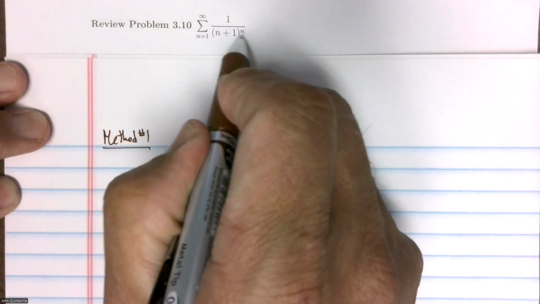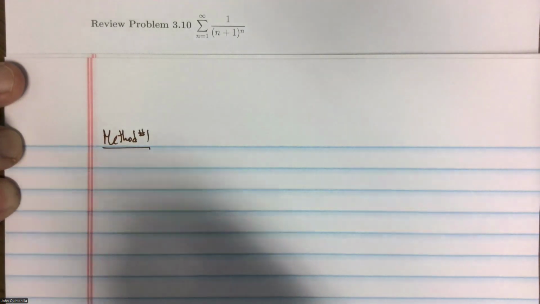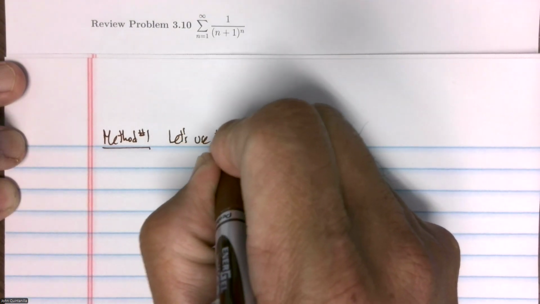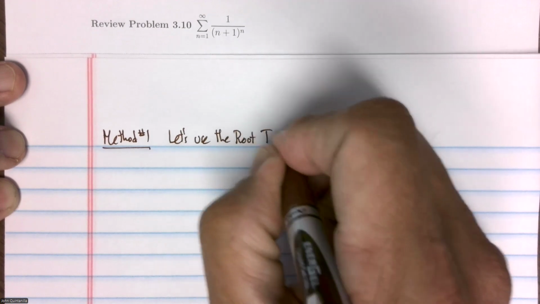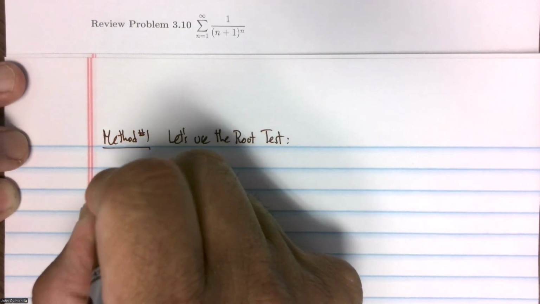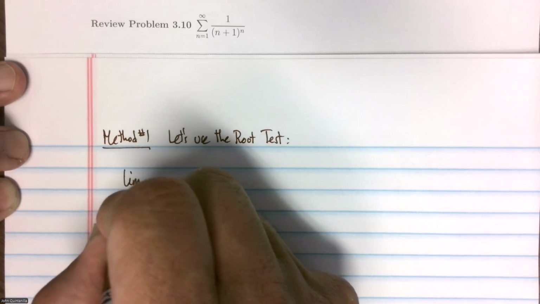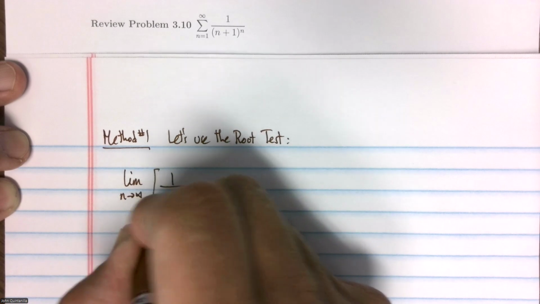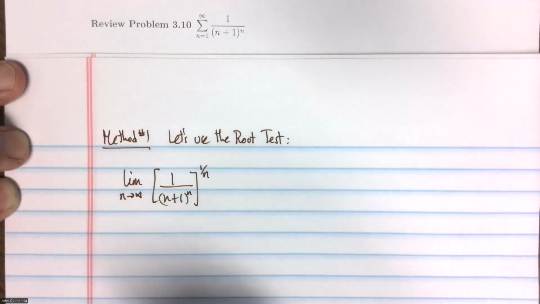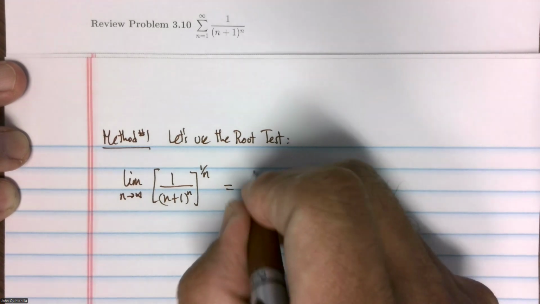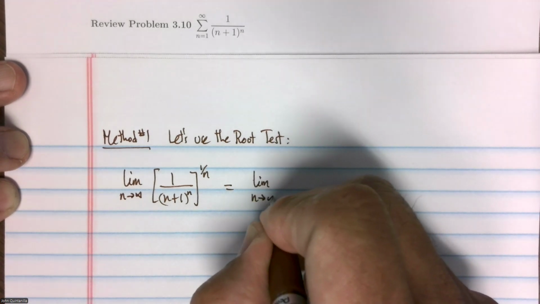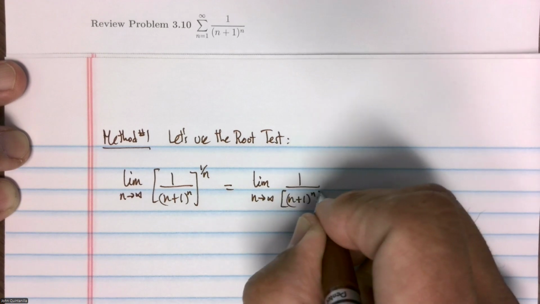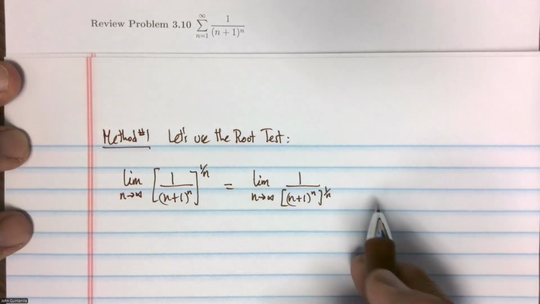Well, I've got an nth power here, so that gives me a tip-off that maybe I should try the root test. So let's use the root test. Limit as n goes to infinity of (1 over (n plus 1) to the n), whole thing to the 1 over n power. That's equal to the limit as n goes to infinity of (1 over (n plus 1)) to the n to the 1 over n.